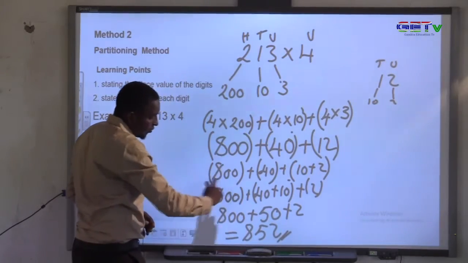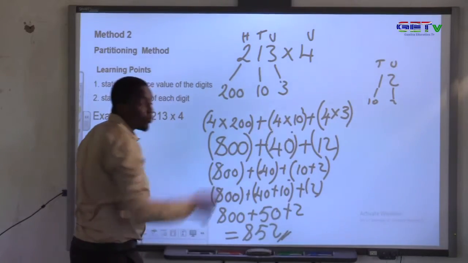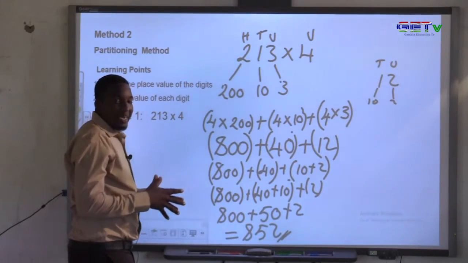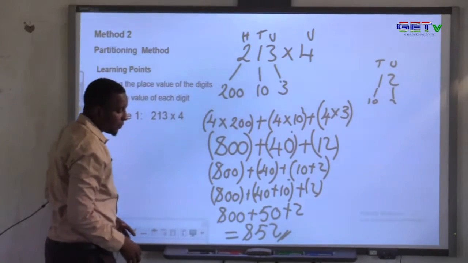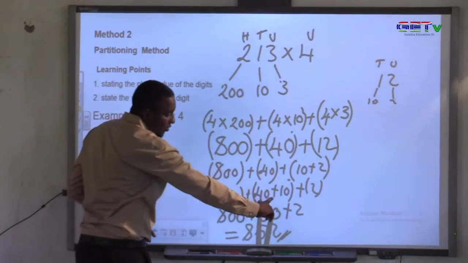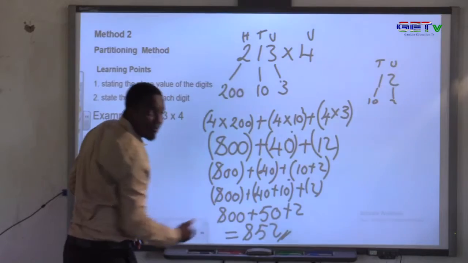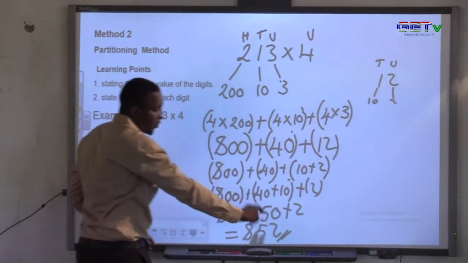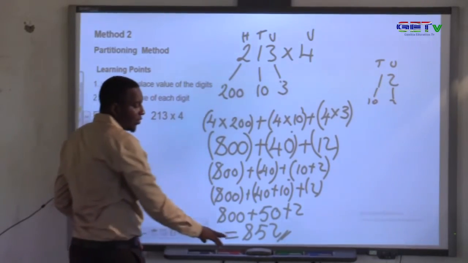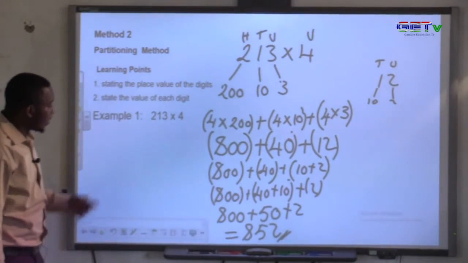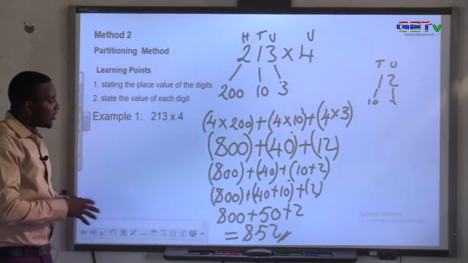So here is where we decide to separate it. We have 800, we brought it down, and also brought down the 40 plus 10 plus 2, that gives us the 12. Then we group again. What we group is 40 and 10 in the following step. So we have 800 plus 40 plus 10 plus 2. 40 plus 10 gives us 50. So finally we have 800 plus 50 plus 2. And if we add all those terms together, we have 852. So we are going to look at another example. We'll use the same procedure and see if we land on the same answer.